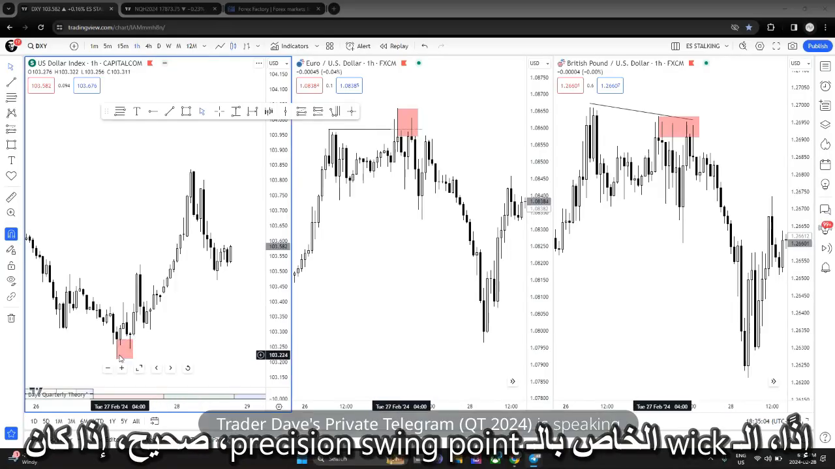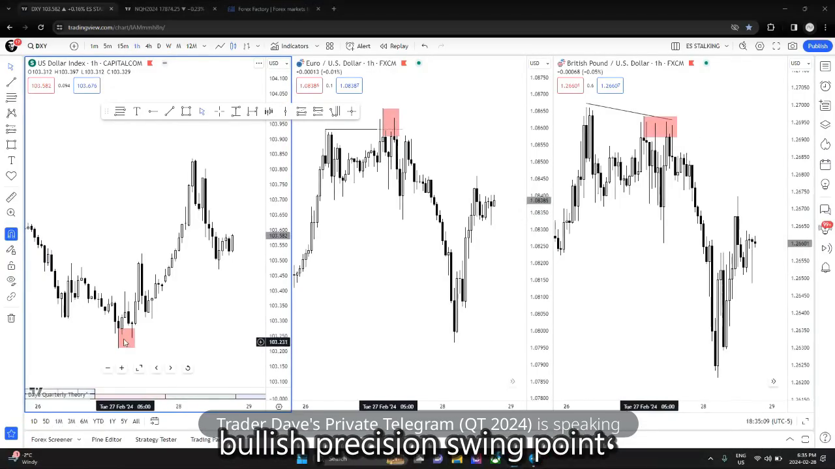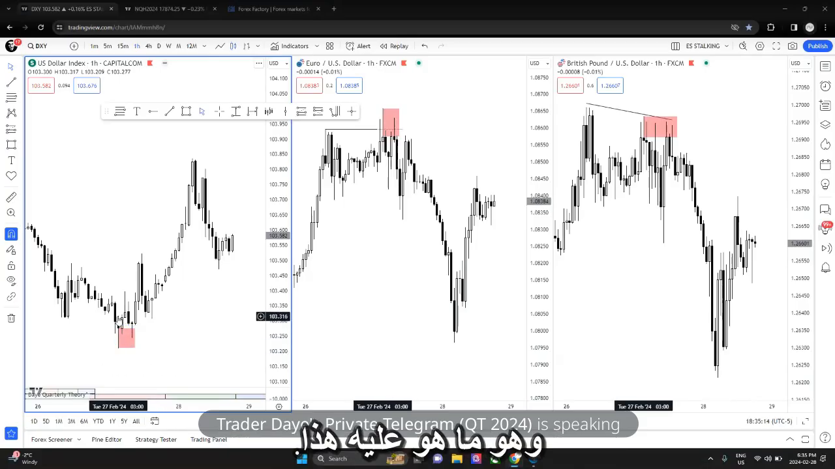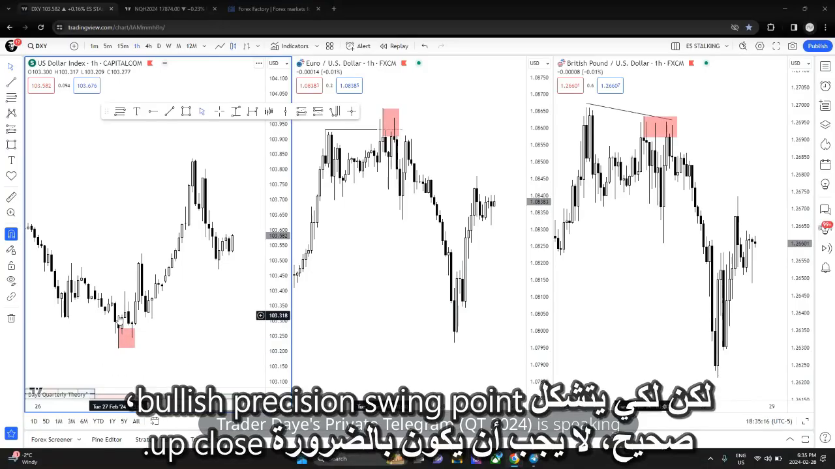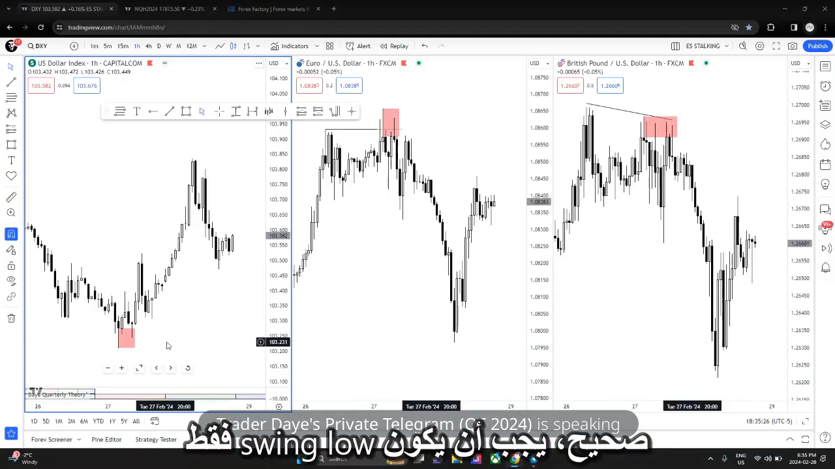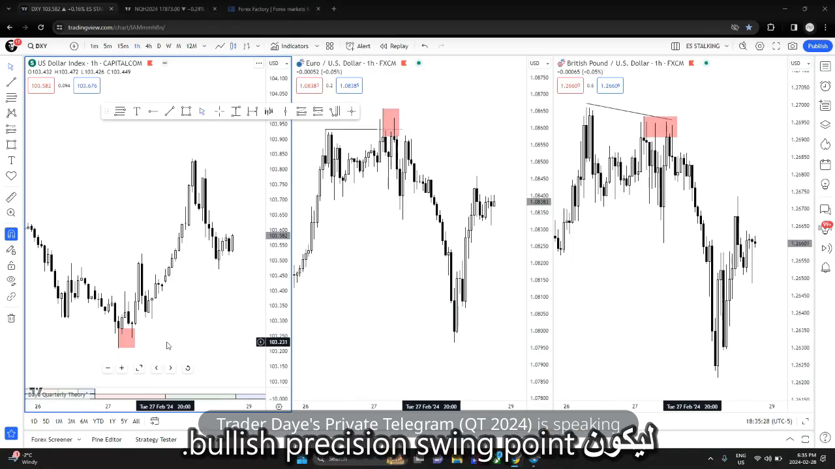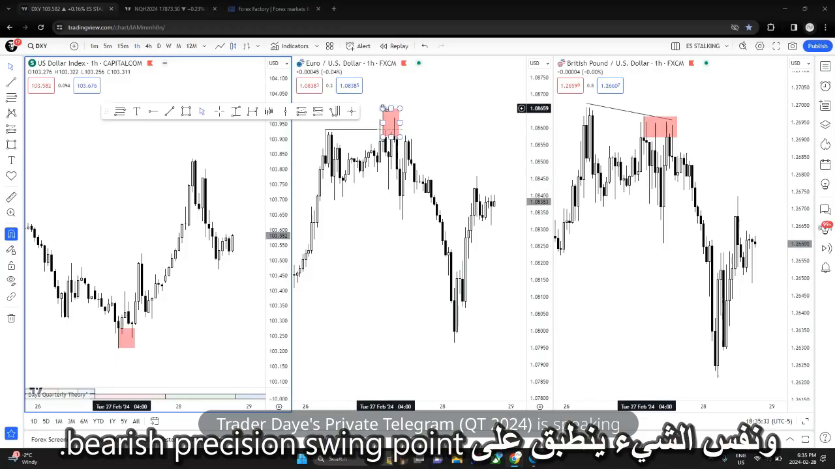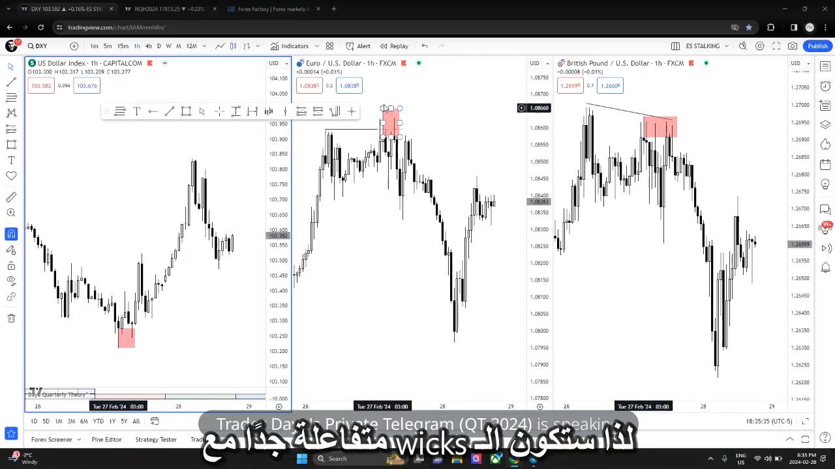So the wick of the precision swing point, right? If it's a bullish precision swing point, which is what this is. But for a bullish precision swing point to form, it does not have to be specifically up closed or down closed, right? It just has to be a swing low for it to be a bullish precision swing point. And the same goes for the bearish precision swing points. So the wicks will be very reactive to price.